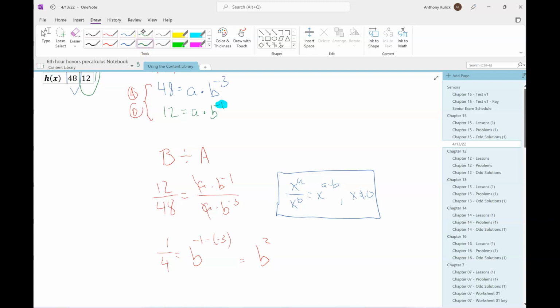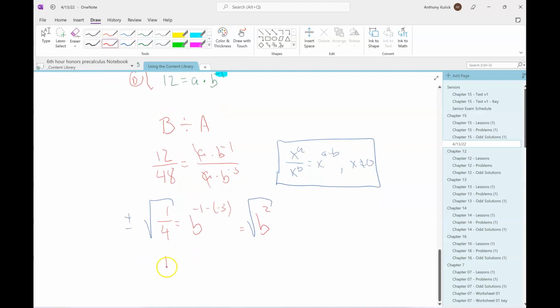Everybody feel good so far? Okay. So to get the b by itself, I have to square root both sides. Remember, when I square root both sides of an equation, I make a plus or minus. But in this case, what can I say? Yes, he agrees. I know that because b is the base of an exponential, it must be positive. So I can just forget about the plus or minus. And there's my value for b.